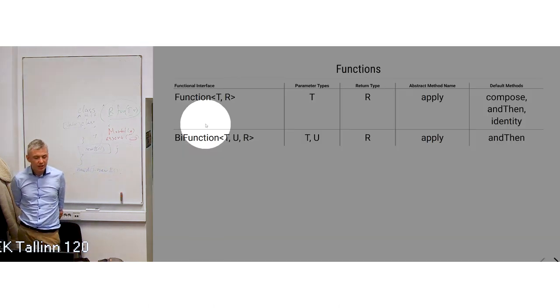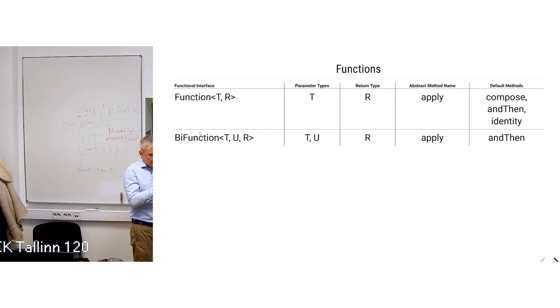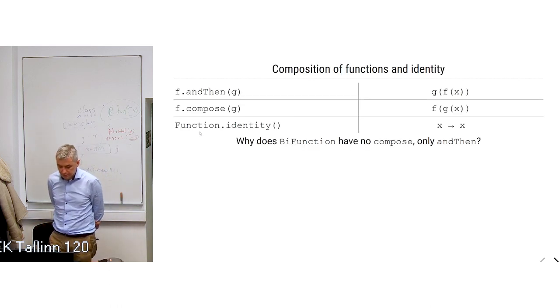BiFunction is a function that expects two arguments. If you want a function with three arguments, then you will certainly need to define your own functional interface, not a library one, but this is a rare case. In most cases, one or two arguments will do for you.